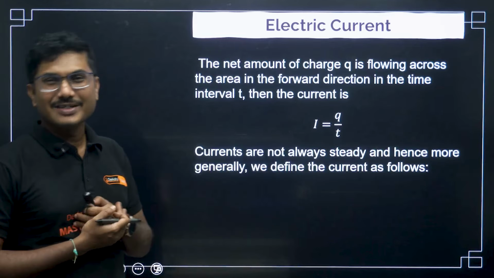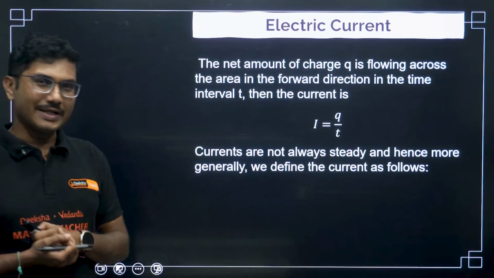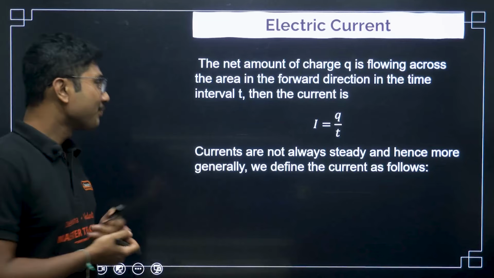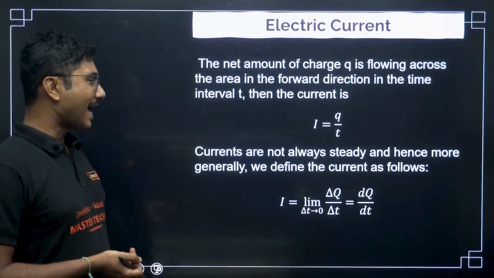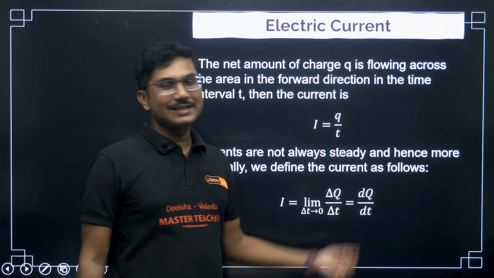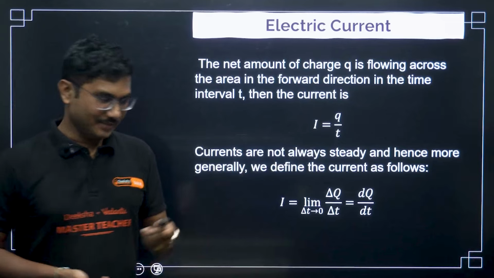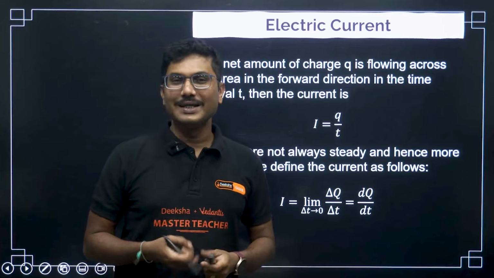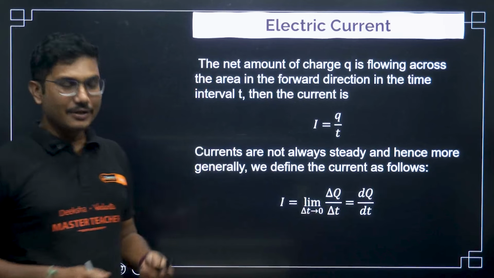But this definition is somewhat old. We have been learning this definition since class 6 or 7. So let us now change it a little bit to a PU2 level definition. Currents are not always steady, and hence more generally we define current as the limit delta t tends to 0 of delta q by delta t, that is dq by dt. This is the PU2 level definition, and the other is the class 6-7 level definition. In 99.99% of cases the PU2 definition will be more important, but in some cases the other definition can also be useful.